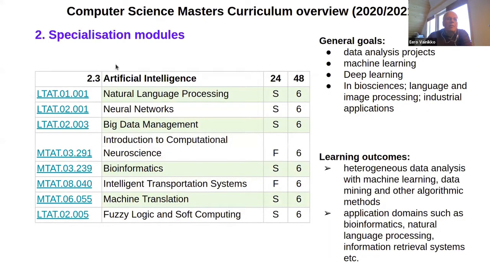Now going to the third specialization module, Artificial Intelligence, you have actually 8 courses to choose from. And you can go either to the track of natural language processing, or you can go to neural networks, or some applications like big data management or bioinformatics or intelligent transportation systems, for example. But you can also choose from machine translation and fuzzy logic and soft computing, for example.